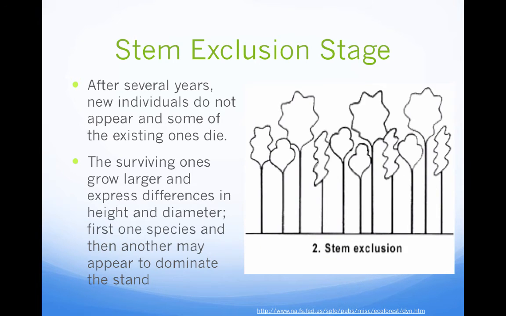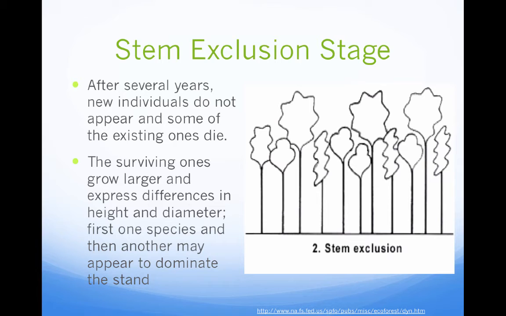The stem exclusion stage happens after several years. And really the key with stem exclusion is new individuals do not appear. So there's no new individuals entering the site. And when I'm talking about individuals, I'm generally talking about your overstory trees, so your woody vegetation. So no new individuals are appearing, and some of the existing ones die. So what we're seeing here is a pretty even-aged stand.